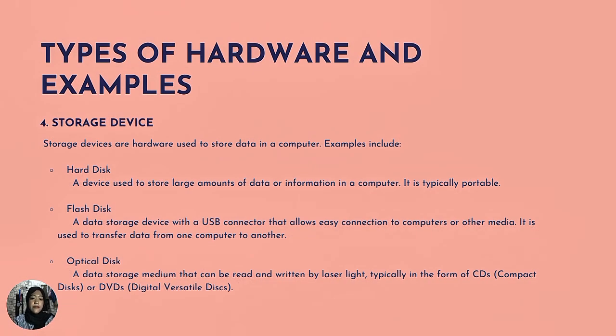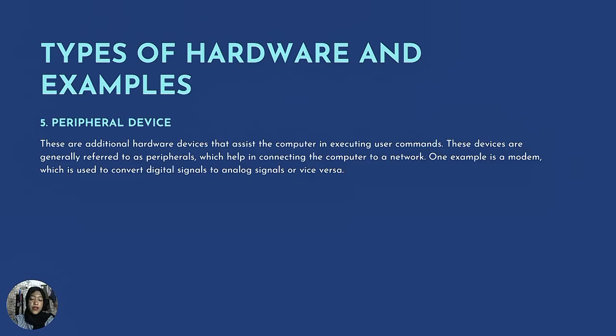4. Storage device. This keeps all the data and files safe. Examples: hard disk, flash disk, and optical disk. 5. Peripheral device. This helps connect the computer to other things like networks. Example: modem.